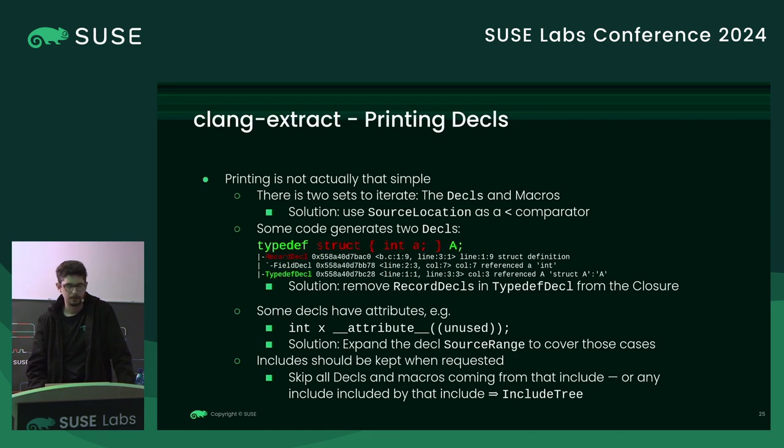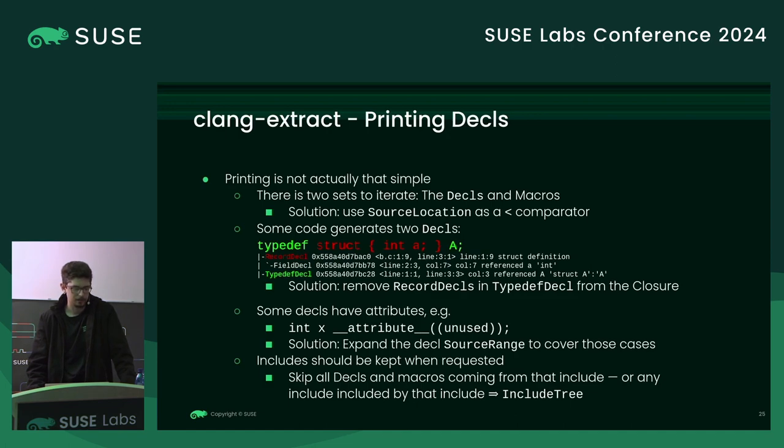What we do is use the source location as a way to order things. It's basically the merge from merge sort. You go printing this stuff, deciding who comes first, and then print it in that order.